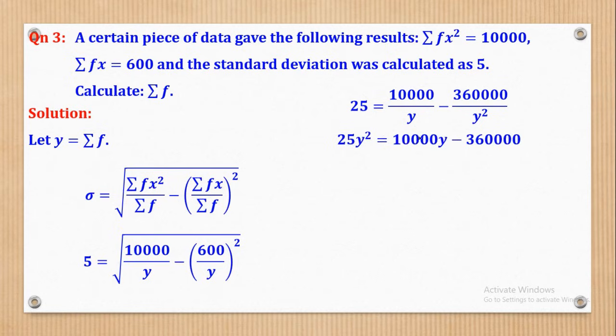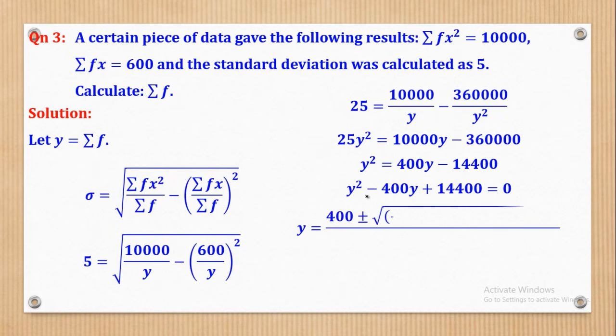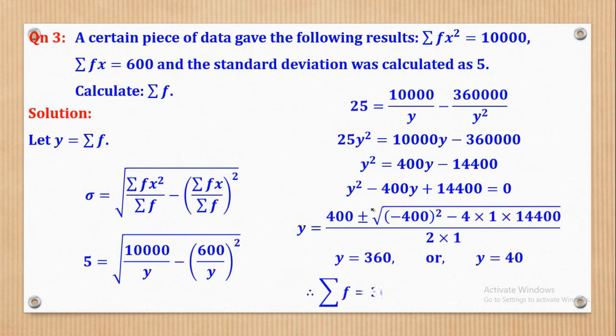Then multiply by the LCM, which is y squared, to come up with this line. Then reduce by dividing by 25 to come up with this line. Then put everything on one side to come up with the quadratic. Then use the bulldozer method or quadratic formula to come up with the two values of y. That means that summation of f is equal to 360 or 40.